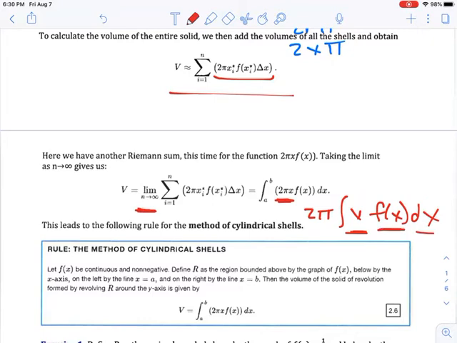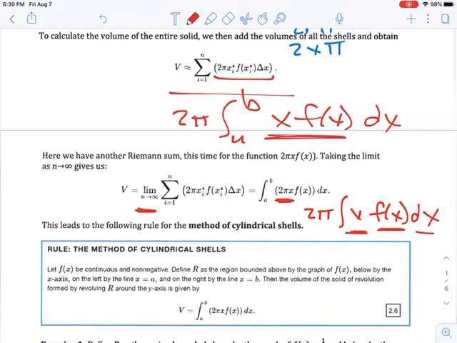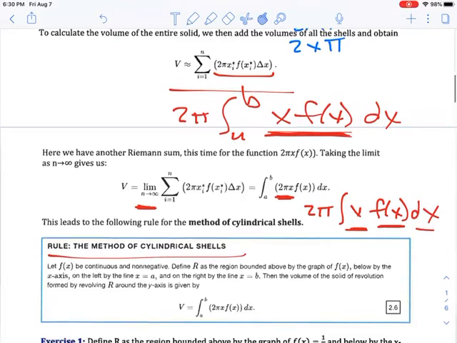So what we really need to do is we're going to have an integral: 2 pi times the integral from a to b of some value x, which is the radius, times some f of x, which is going to be the height of the rectangle, times dx. Just remember, you have to have the height and the radius in here. That is what composes your integral. All right, and so that's all summarized in this rule. Let's do a problem.